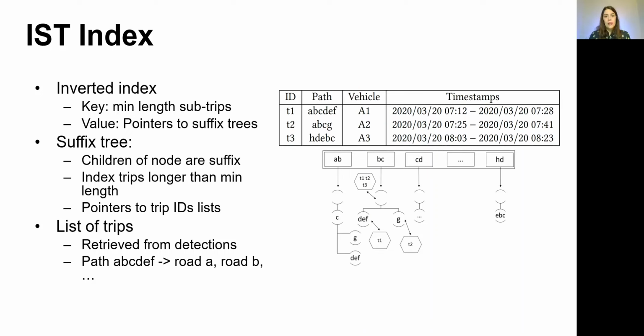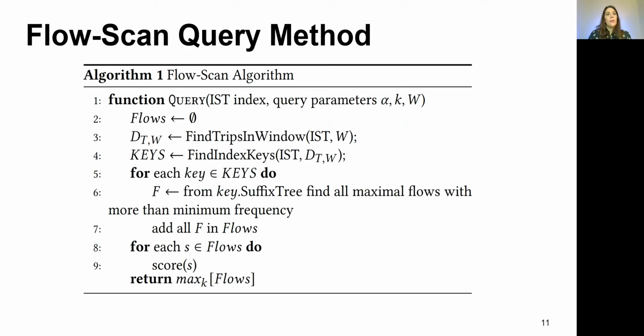We use a supporting list of trip IDs, vehicle IDs, and start and ending timestamps for the trips to identify easier the trips inside the time window. The proposed method that reads the data from the IST index is called flow scan, and it is divided in 4 steps. First, it finds the trips inside the time window for the supporting list.